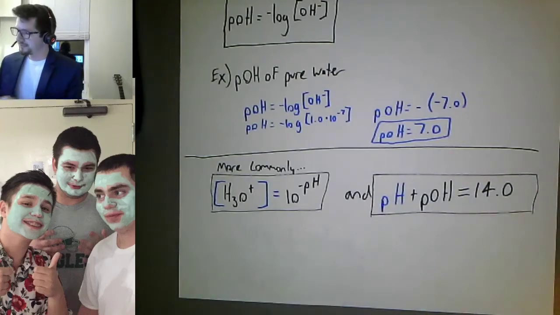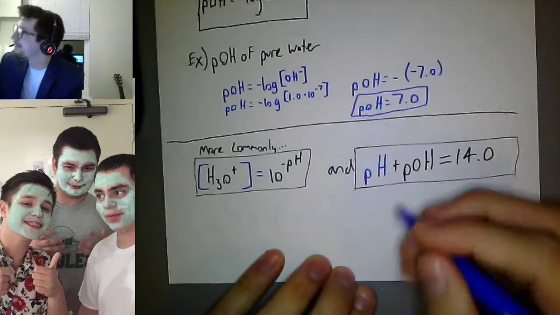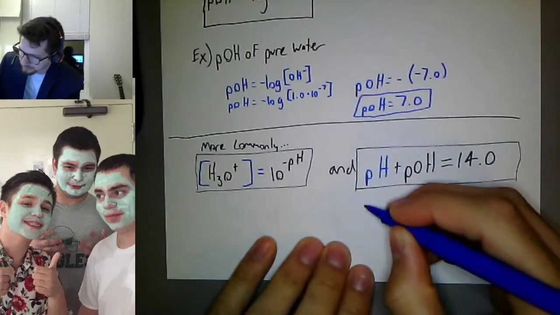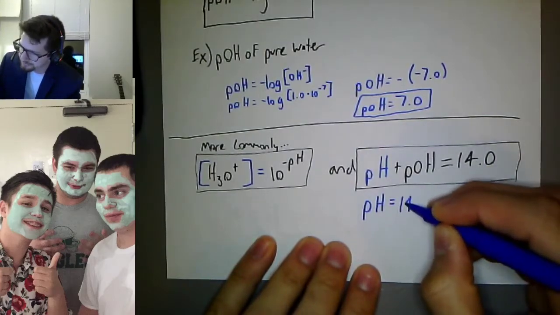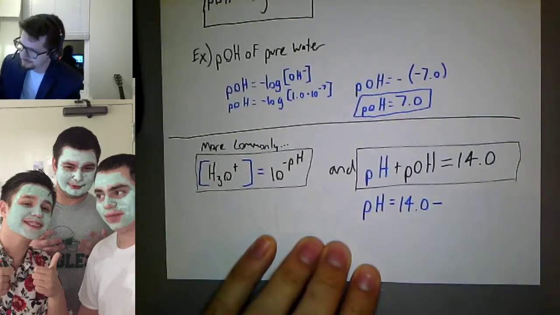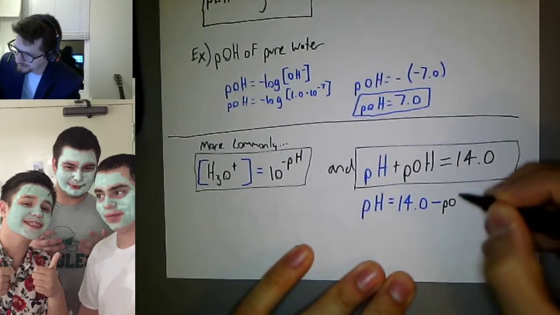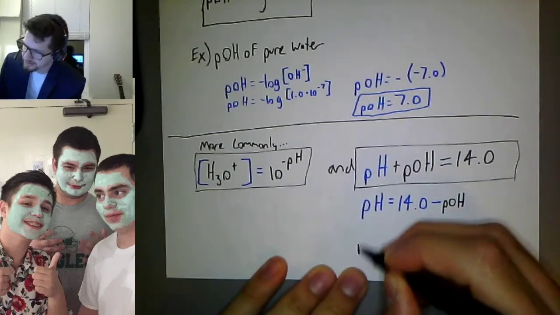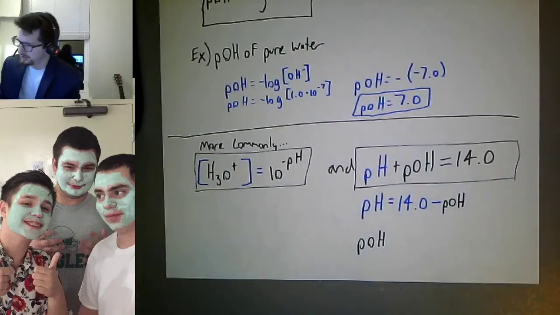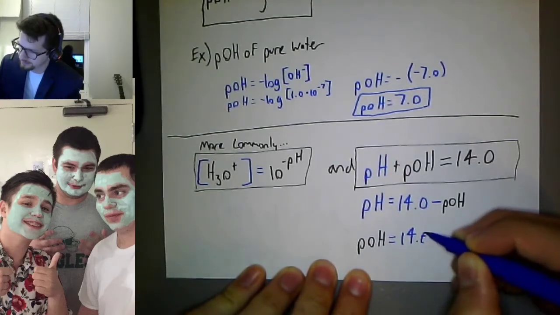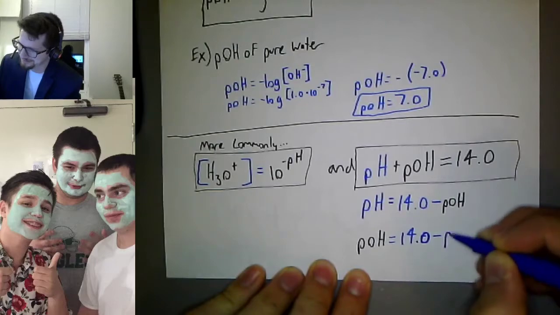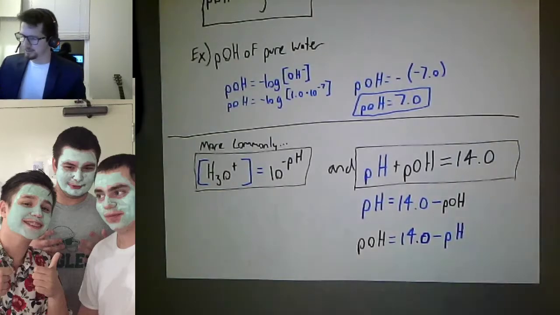If you really want to, I'm going to give you 2 extra mini ways to write this, and this might be helpful for your notes. If you're solving for pH, your equation is going to be pH equals 14.0 minus pOH. And if you're solving for pOH, your equation is going to be pOH equals 14.0 minus pH. So basically, whichever one you're solving for, you're going to subtract the other one from 14.